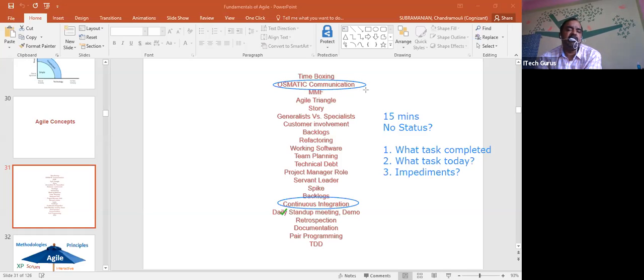So osmotic communication ensures that people pick up what information they want, and people contribute what information they want. That is what is called osmotic communication. For that to happen, the environment matters a lot. Agile needs a different environment.